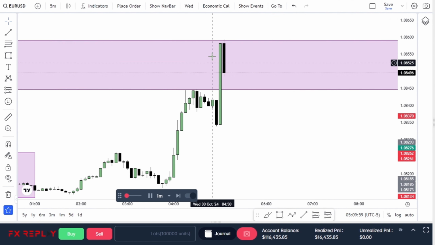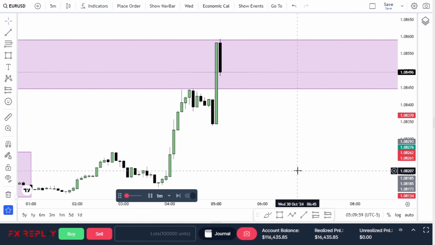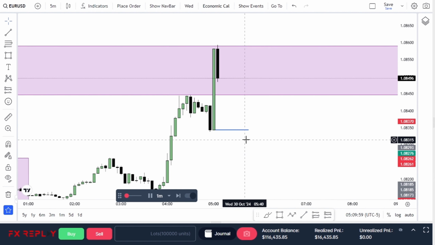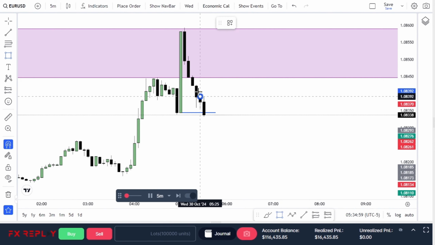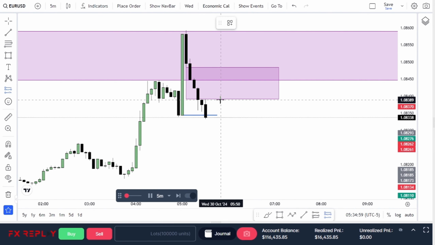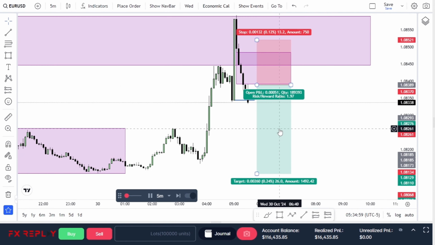Price hit our higher time frame bearish PDA. Now if price gives us a true market structure shift, then we can enter our position. Price closed here. We have bearish fair value gaps here. If price hits that level, we can look for a short position. Target will be this low.